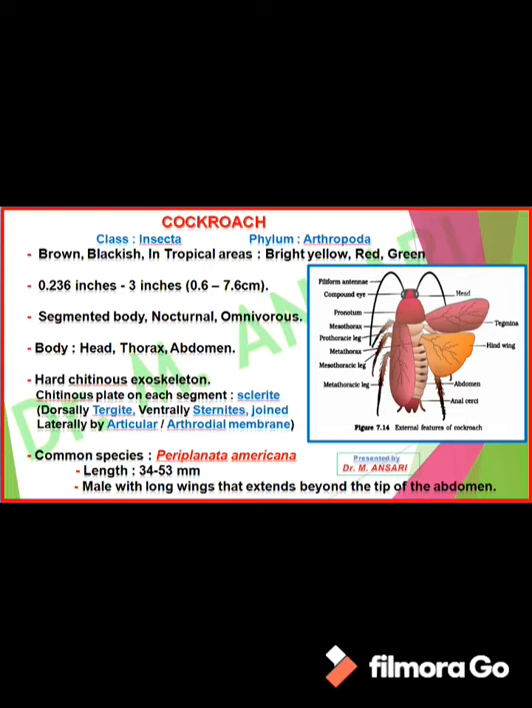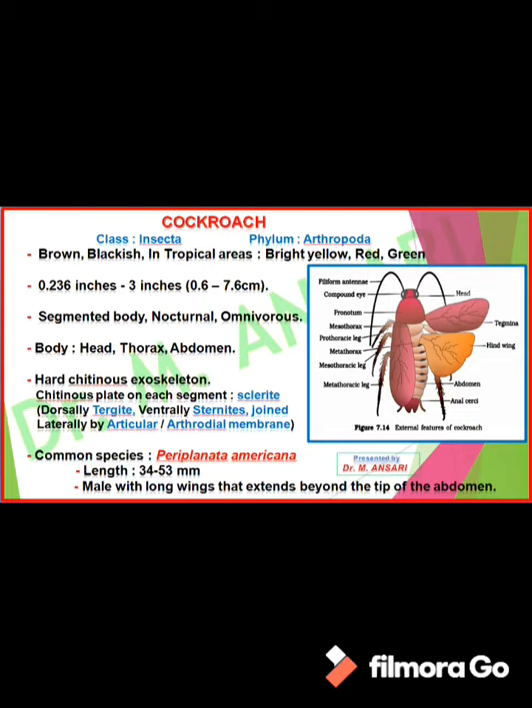Cockroach is brown to blackish in color, but in tropical areas it is bright yellow, bright red or bright green in color. The length of cockroach is from 0.236 inches to 3 inches, and in centimeters it is near about 0.6 to 7.6 centimeter.